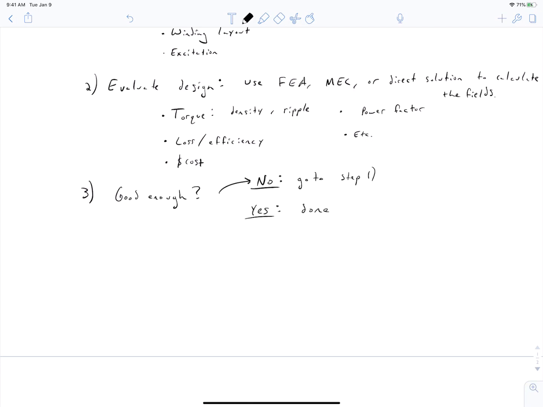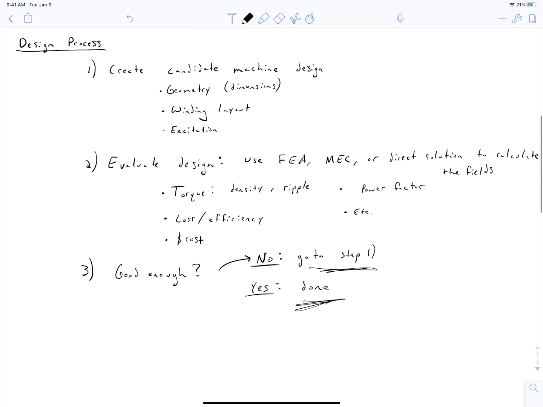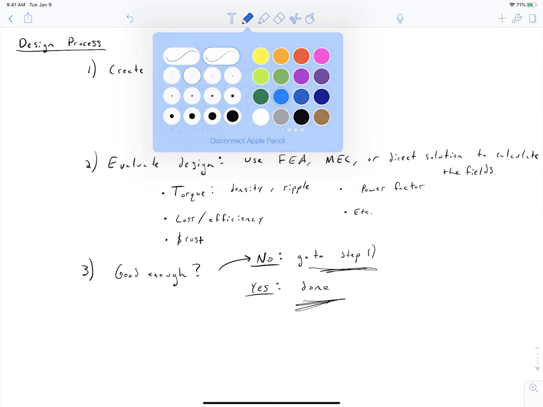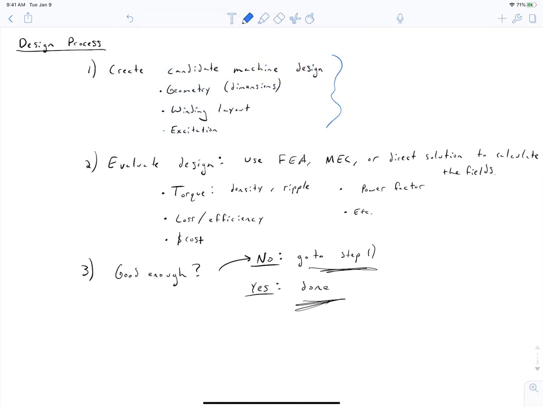And so you evaluate these metrics and you decide if the machine design was good enough, then you're done, you're happy. If it's not good enough, then you go back and you refine your candidate design and you repeat this process, you try again. And the last thing I want to point out in this is that the way you create this candidate design might be done through analytic design steps, or it might be created for you automatically by an optimization algorithm, or some combination of both.